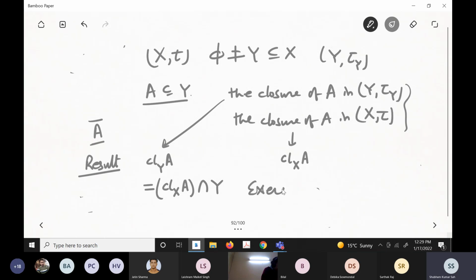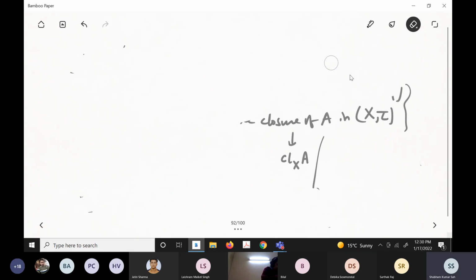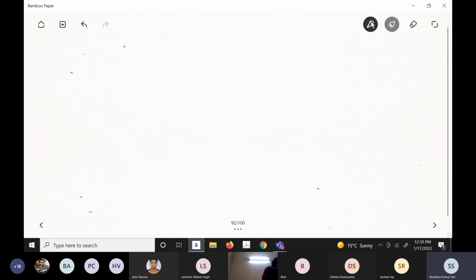Exercise. The closure of A in Y will be just a part of the closure of A in X, which is in Y. But what about the interior? I didn't talk about the interior. For interior, let us see whether it is true or not. So it is an exercise, that means a result. Let me write it. I'm giving you this; somebody else later on will have to do this assignment. So the result is this.